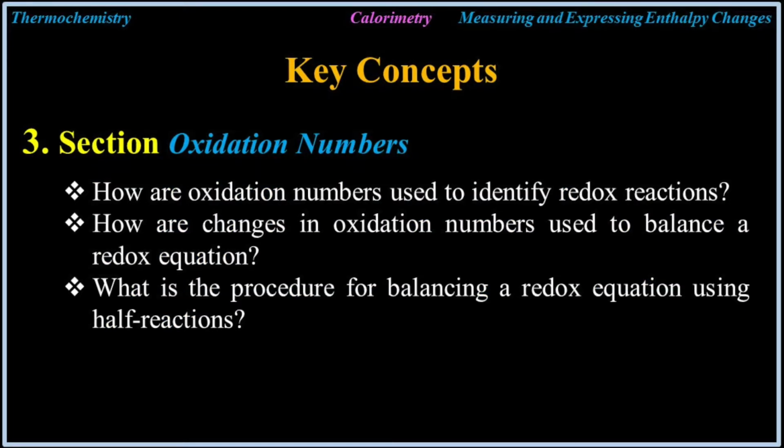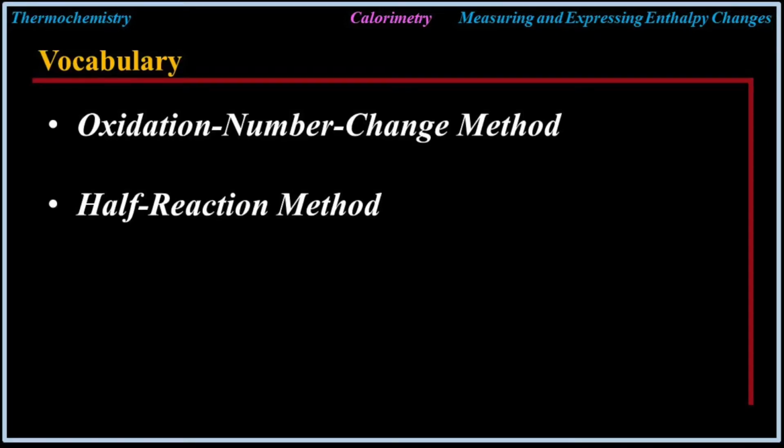How are oxidation numbers used to identify redox reactions? How are changes in oxidation numbers used to balance a redox equation? And what is the procedure for balancing a redox equation using half reactions? Vocabulary: oxidation number change method and half reaction method.